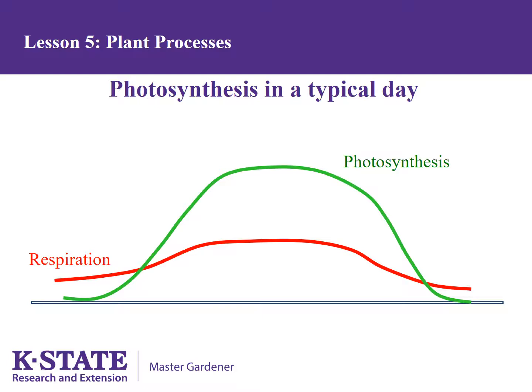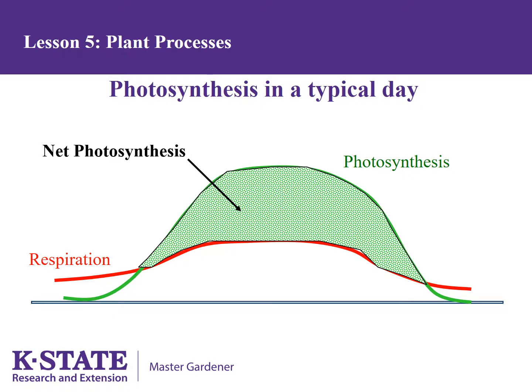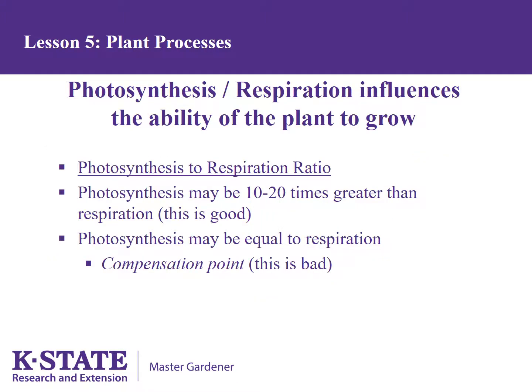Starch can be used to provide the plant with energy when the plant isn't making as much sugar as it is burning. The difference between the energy made by photosynthesis and that burned by respiration is called net photosynthesis, or the photosynthesis-respiration ratio. The ratio can be quite large, with photosynthesis being 10 to 20 times greater than respiration under ideal conditions. This is good.